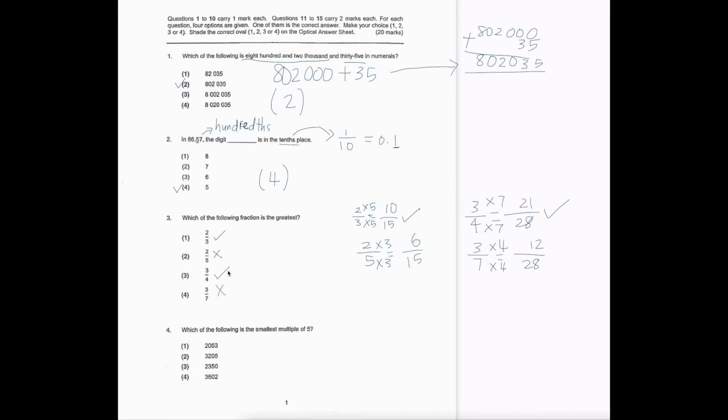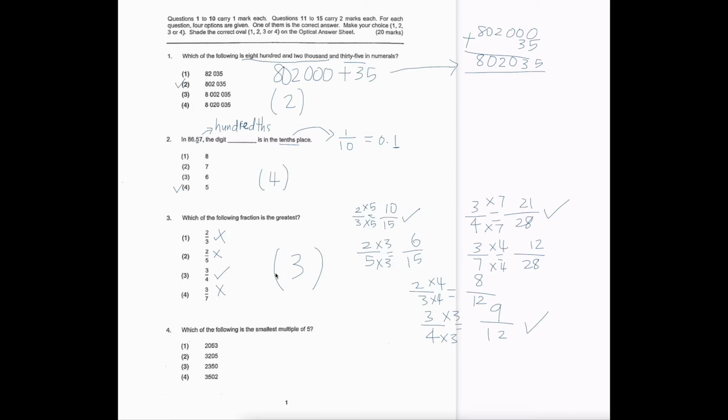2 over 3 and 3 over 4. A common number between these two is 12. So this is times 3, so I get 9. And this is times 4, I get 8. So which one is bigger? 9 over 12 is bigger. So 3 over 4 is bigger than this, so I cross this. So my answer will be ultimately 3.